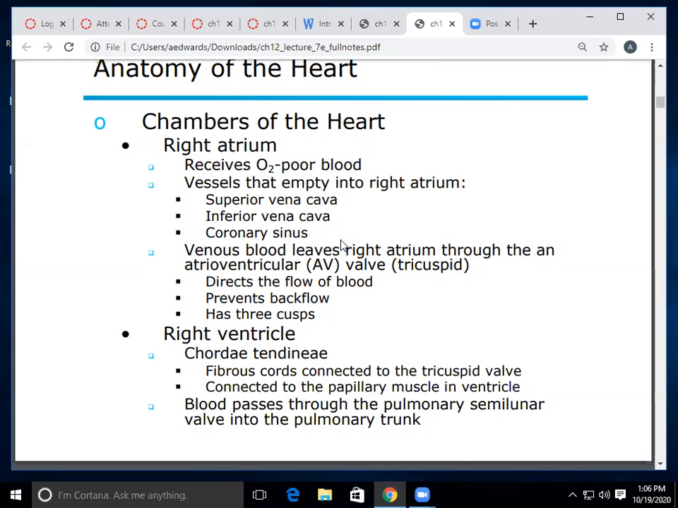Okay, so this helps to direct your blood flow, keep blood from flowing backward. Now in your right ventricle, you have these structures called chordae tendineae. And they're basically cords that look like tendons. And they're connected to the tricuspid valve. They're also connected to the papillary muscles in that right ventricle.